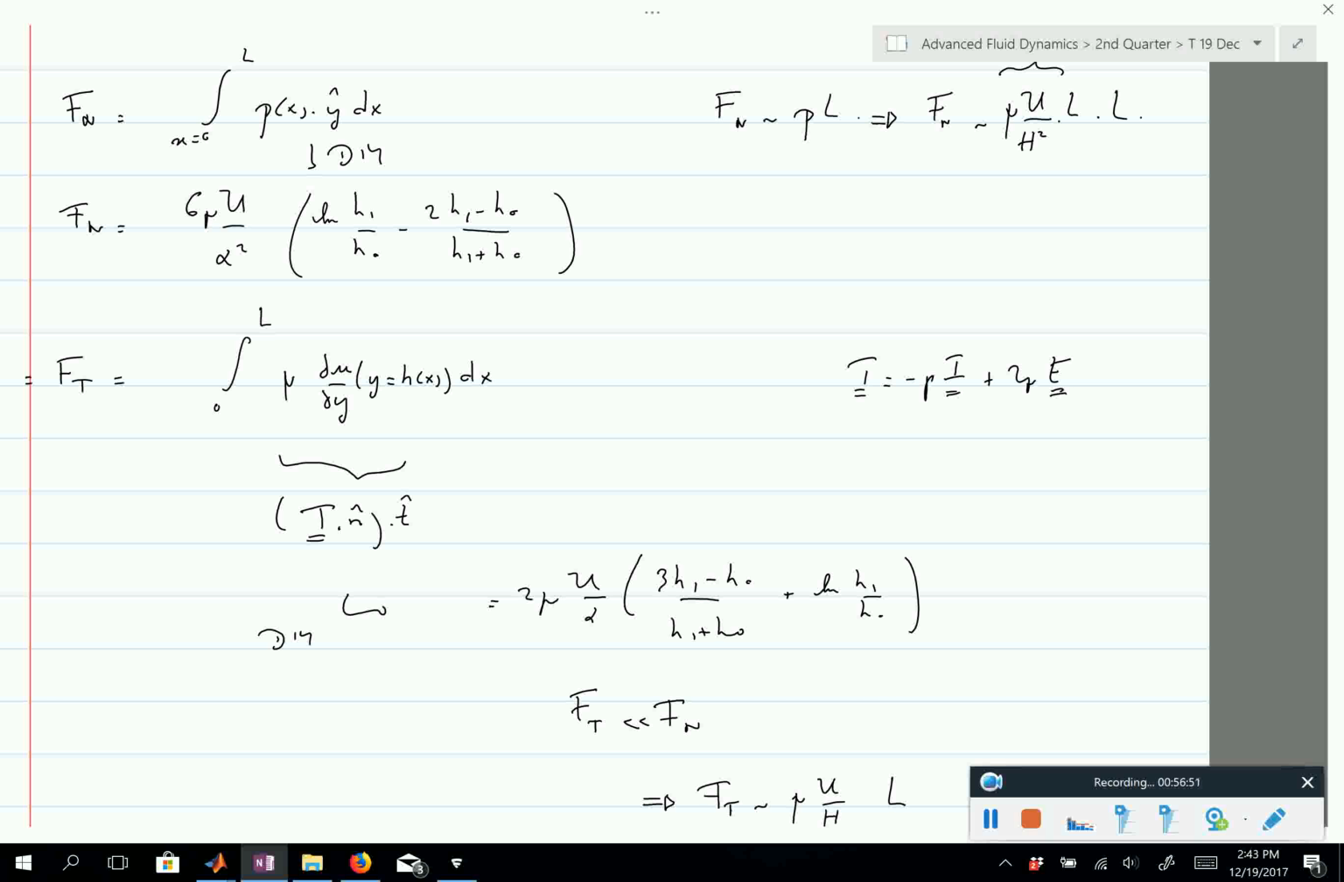Okay. So we're done with this problem. The other one is going to be shorter, so we'll go quicker over it.